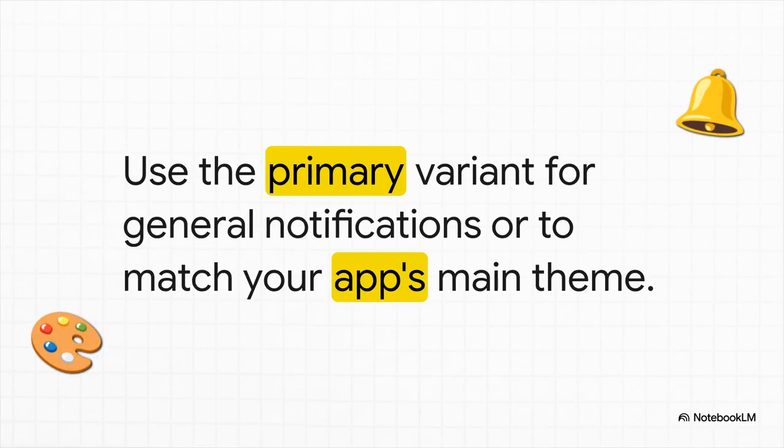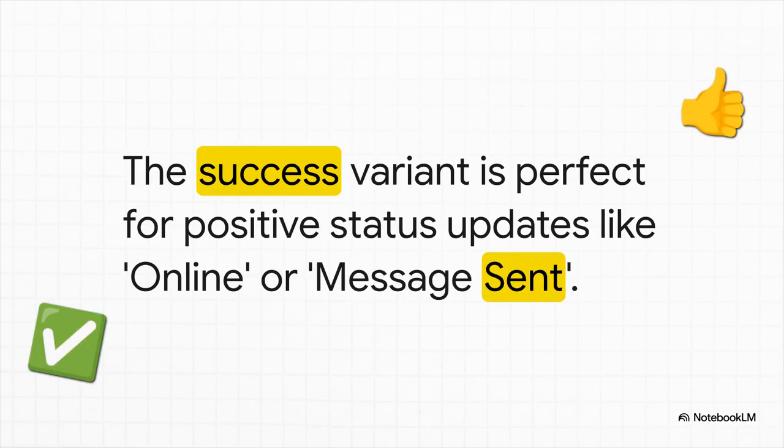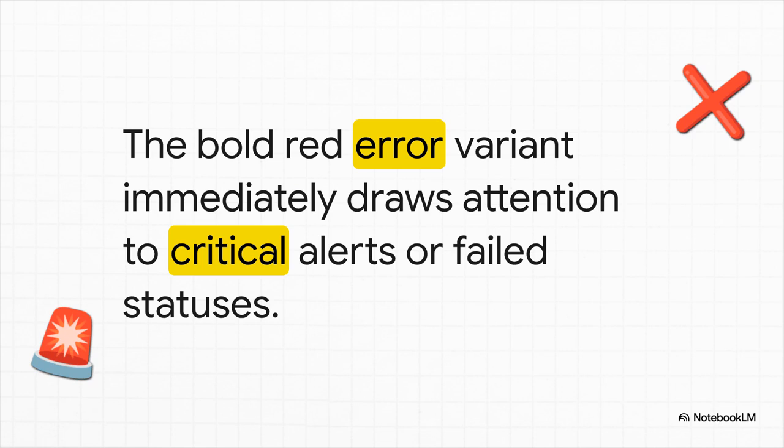So, for example, here's the primary one. This is going to be great for your general-purpose notifications or maybe just to match the main color theme of your app. And then you've got the success variant. This awesome green is perfect for telling the users something good happened, like you're online or your message was sent. Your users will know exactly what that means right away. And of course, there's the error variant. That bright red just grabs your attention, which makes it perfect for critical alerts or showing that something failed. The color itself tells the whole story. You don't need anything else.